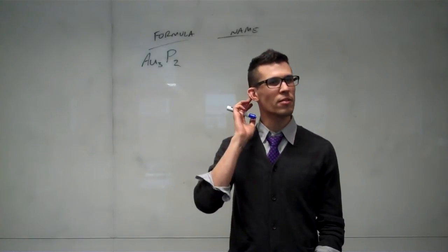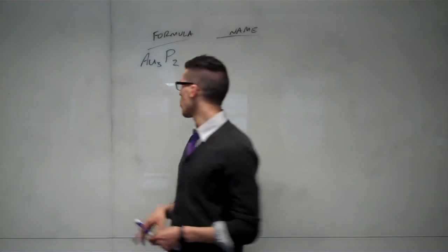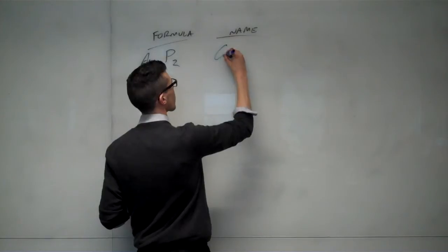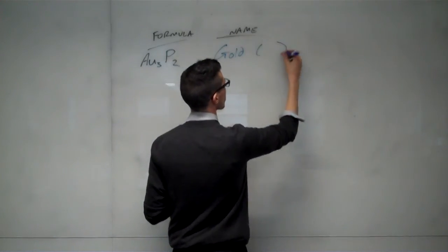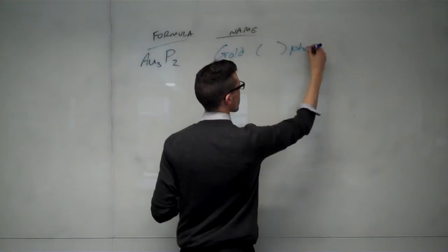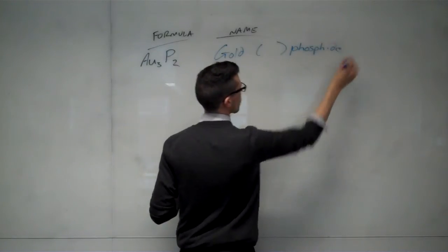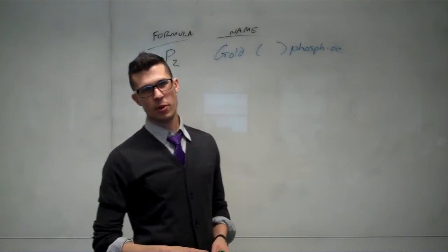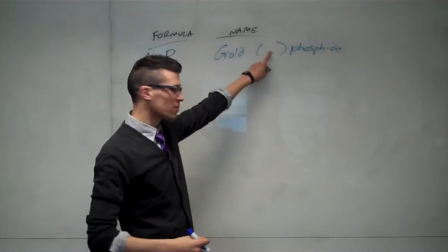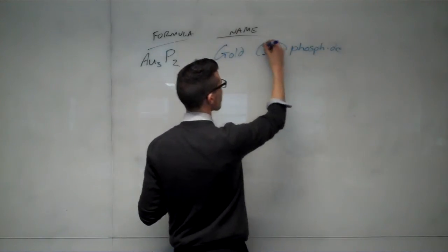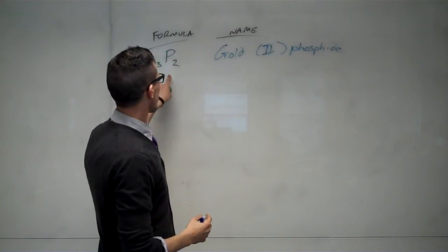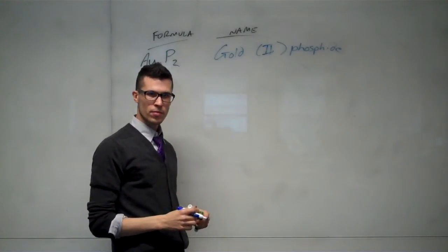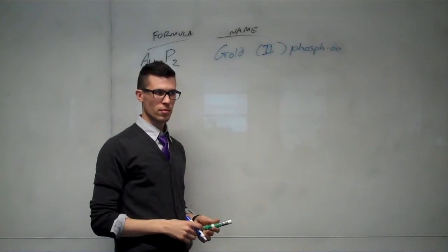Would you just say gold phosphide? Wait, how do we name this? Let's go back. Gold blank phosphide. How do you name it? Oh, right, for transition metals you need those little in-between numbers. Yes, the in-betweenies. It's really hard because for the transition metals you have to count to find out the valence electrons.